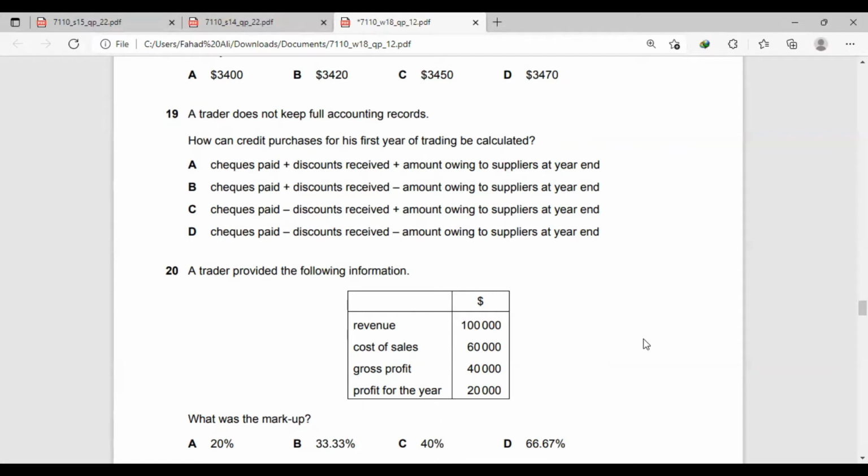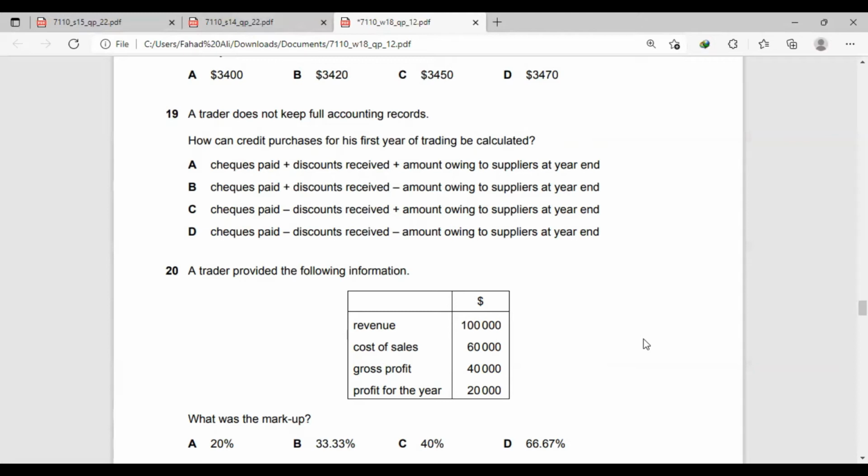So then, here we would have to add cheques paid with discount received. Then what about the balance c/d? Is it written on the same side? So we have to add, right? Okay, we'll add that: cheques paid plus discount received plus amount owing to suppliers at year end.